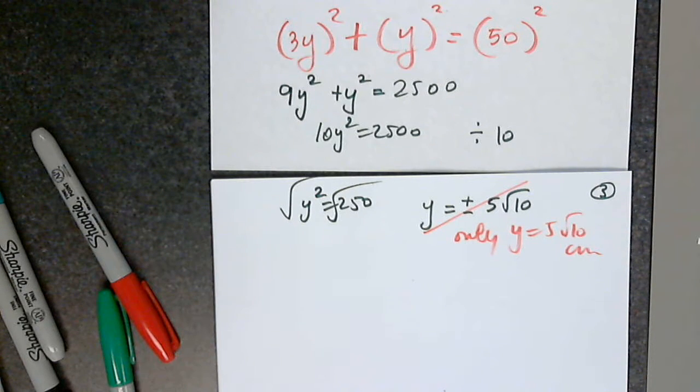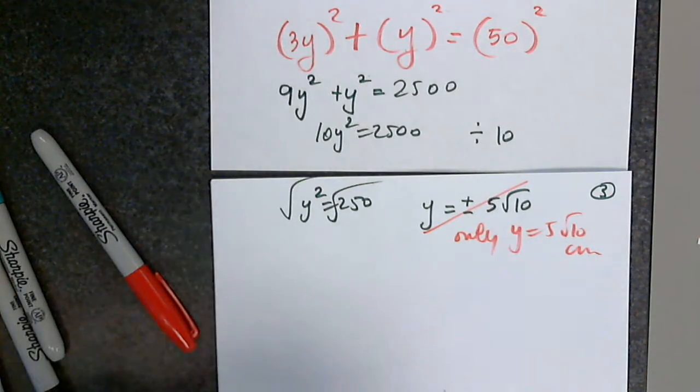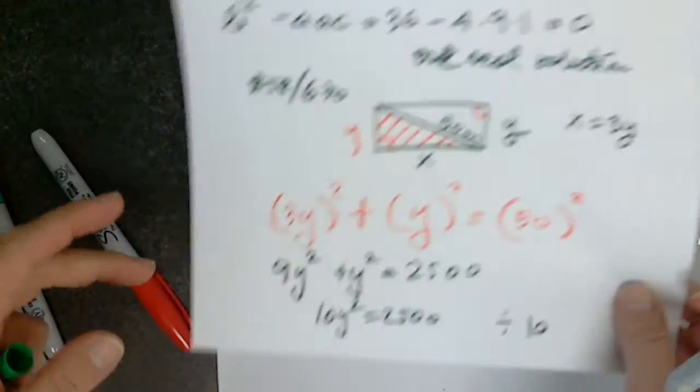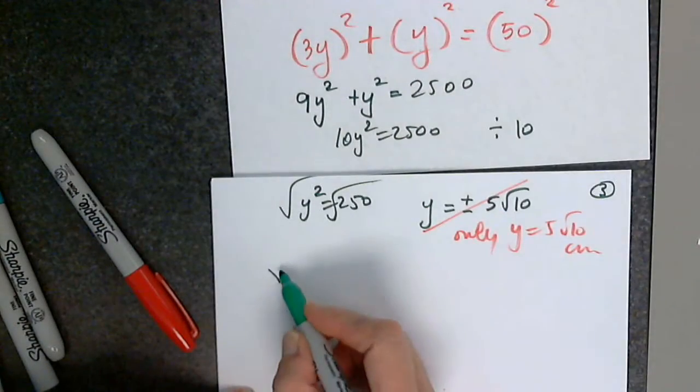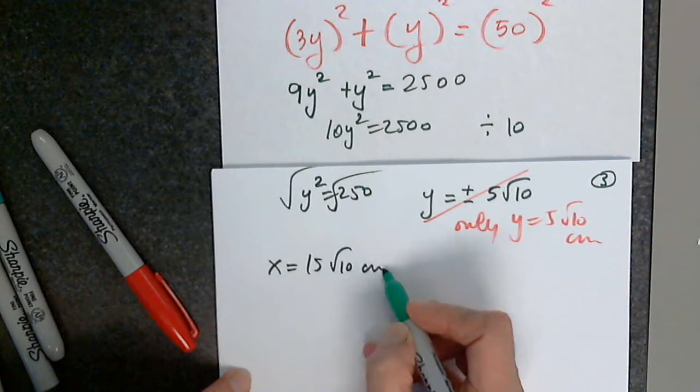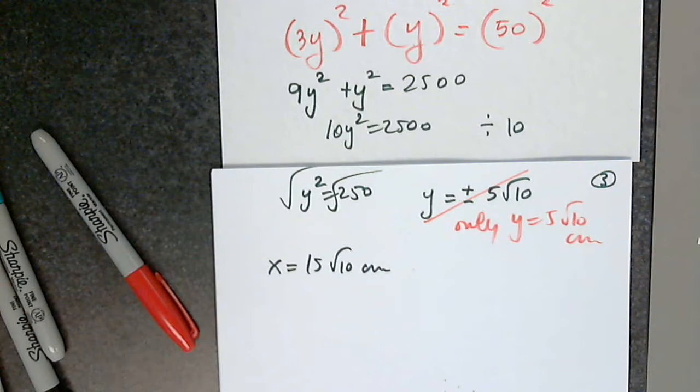Good. But we only determined y. We are asked to find both dimensions, of course. So I go back here, and I see that x equals 3y. So then how much is x? Excellent. Centimeters. And there is a part B.